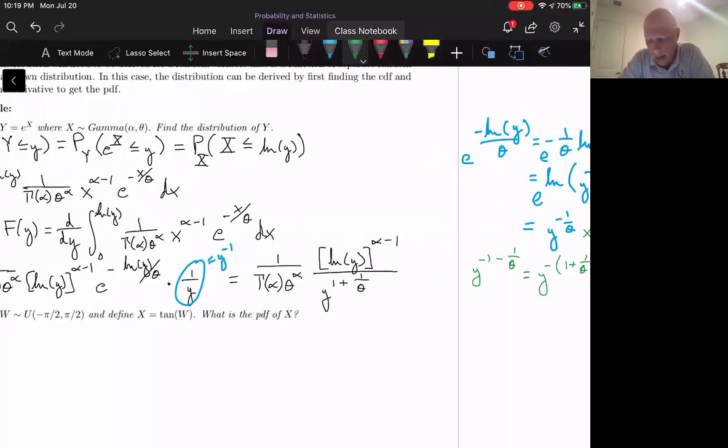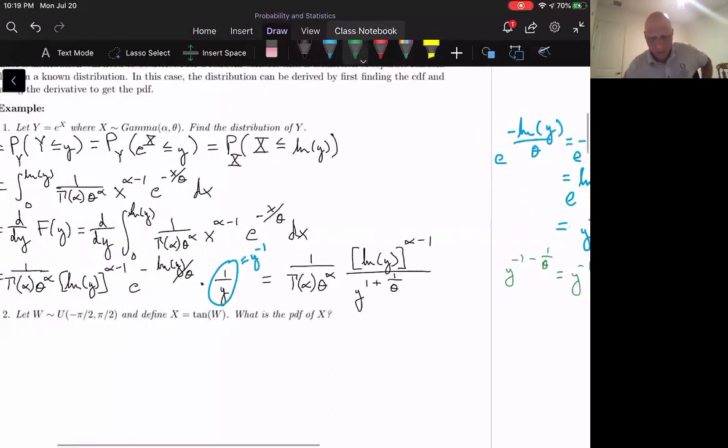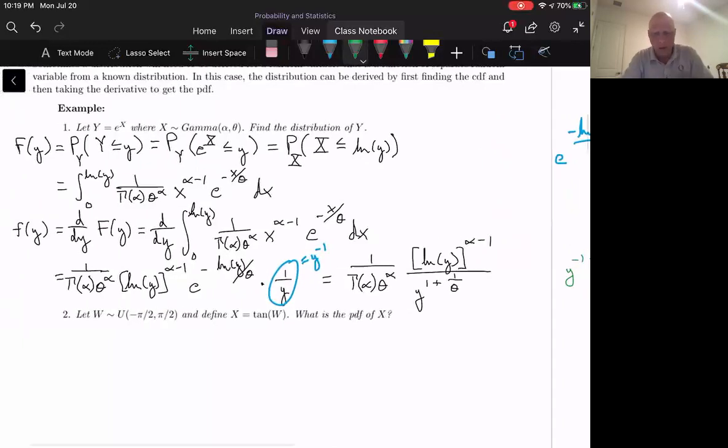You can get a common denominator for the power of y. It's not really a required step, but it's fine to do that. The last thing that I'd be looking for is to determine the support of this distribution. And the way that you do that is typically going back to the relationship that was given at the beginning, which is y equals e to the x.